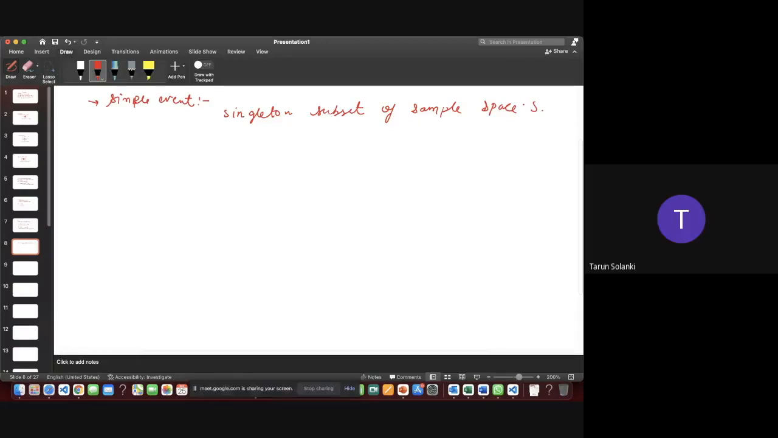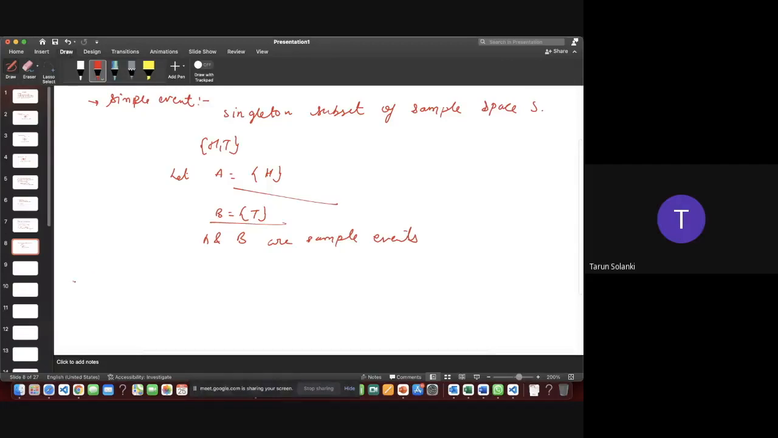Example, when a coin is tossed, the sample space is head and tail, right? Now let A be H, the event of occurrence of head. Similarly, B is tail, the event of occurrence of tail. So A and B are simple events. Similarly, when a die is thrown, the sample space is 1, 2, 3, 4, 5, 6. Let A be 5, the event of occurrence of 5, and B be 2, the event of occurrence of 2. So A and B are simple events. Okay. So this is very basic.